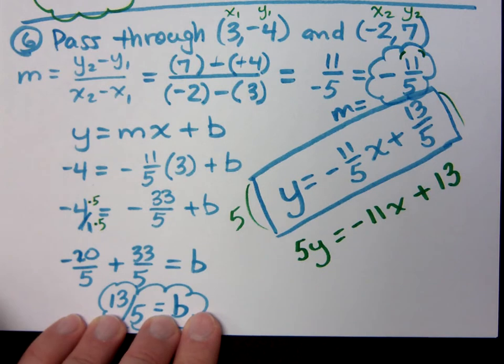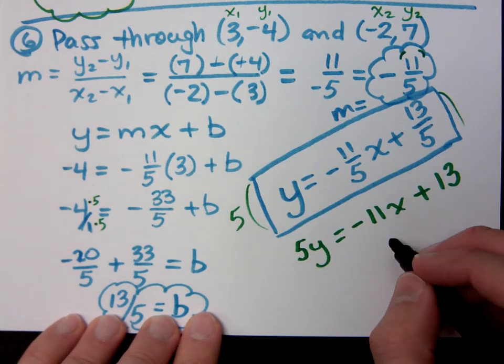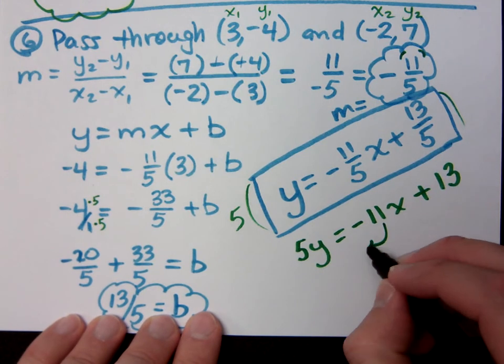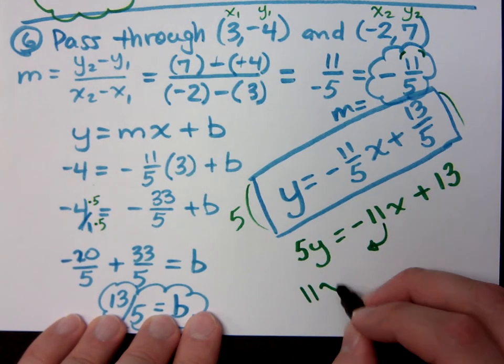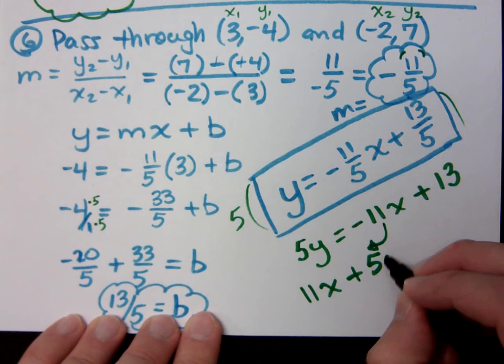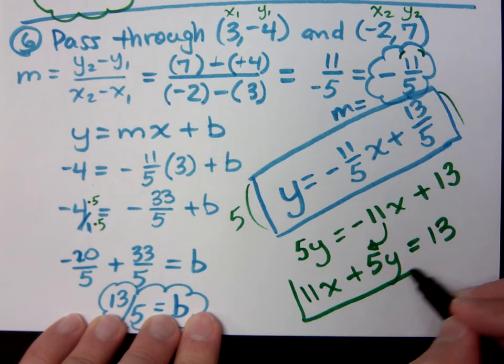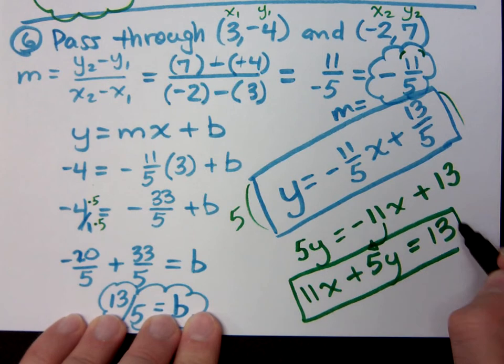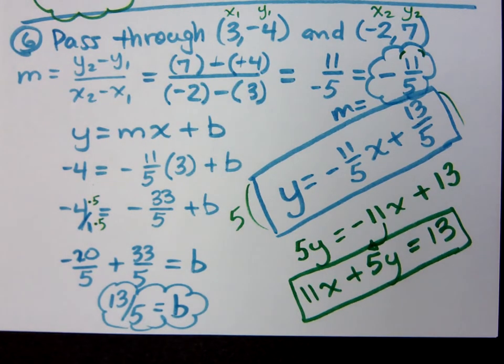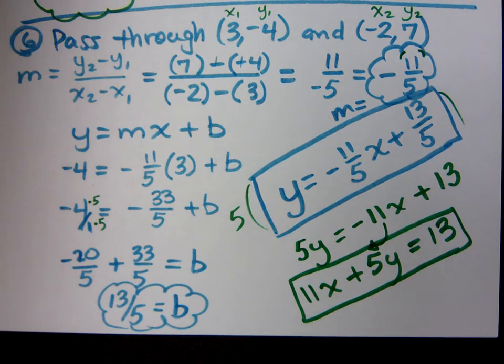And what would you do to get all the variables to one side? Wait, I'm not gonna divide. No, add 11x. Move this guy over, so that's a positive 11x. It's a positive 5y equals 13. So this is your standard form for that particular equation. Either way works, right? Either way is the same, yeah.